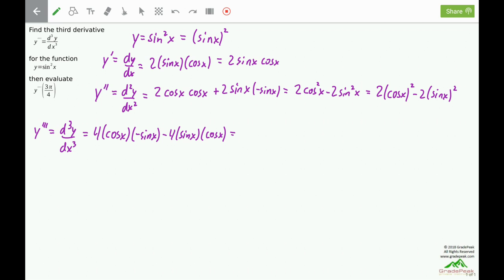So the first term, I have a negative and a 4. Let's put those together. Everything's multiplied there, so negative 4. And I'll write the sine first and then the cosine. Everything's multiplied, so the order doesn't matter. And then the second term, I also have a negative 4 sine x cosine x. So these can combine to negative 8 sine x cosine x. And there's our third derivative, y triple prime, or d cubed y dx cubed.